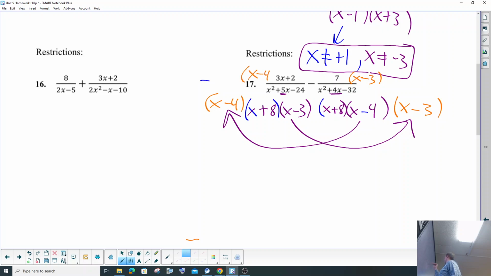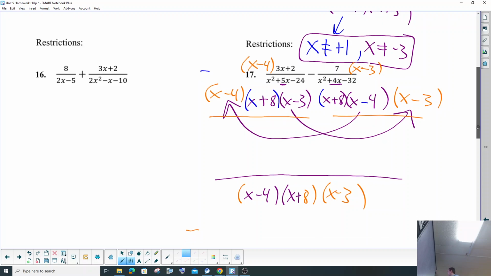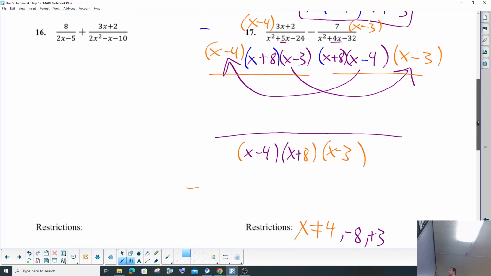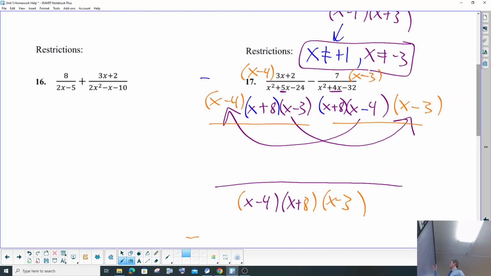Nice, nice. So now we have a common denominator, right? So now we have x minus 4 times x plus 8 times x minus 3. That's our common denominator. And those are our restrictions. You try. What do you think the restrictions are? X can't equal? Good. Opposite sign. Positive 4, negative 8, positive 3 is our restrictions. So there's our restrictions.